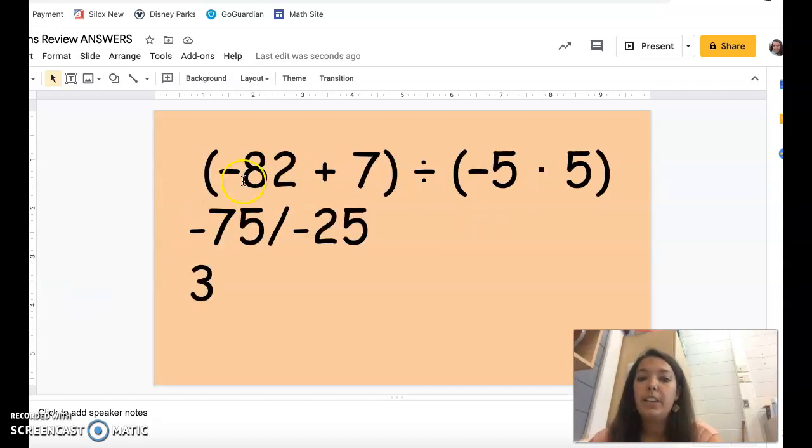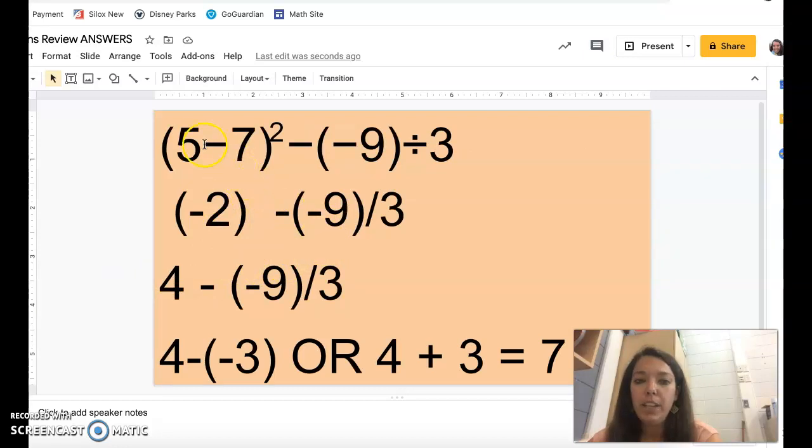The next one is negative 82 plus 7. Since there are different signs, you subtract, keep the sign of the bigger number, divided by negative 5 times positive 5, which is negative 25. They are the same signs, and when you divide the same signs, you divide a negative and a negative, you do get a positive.